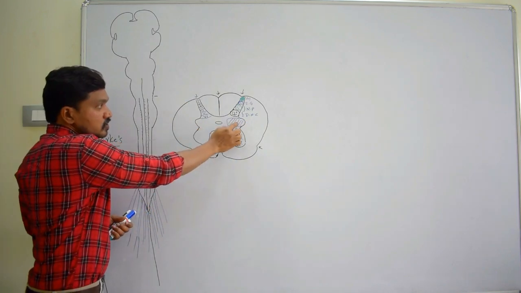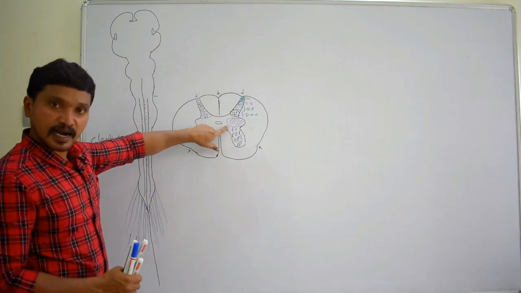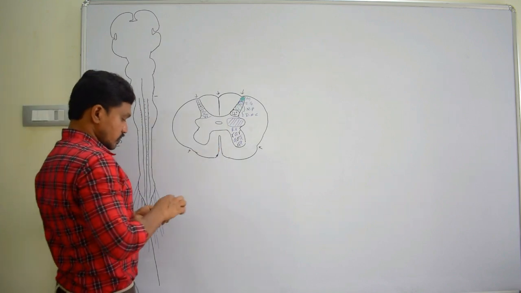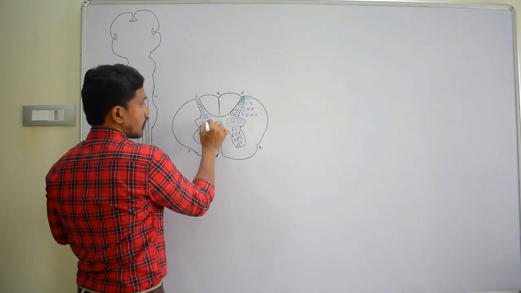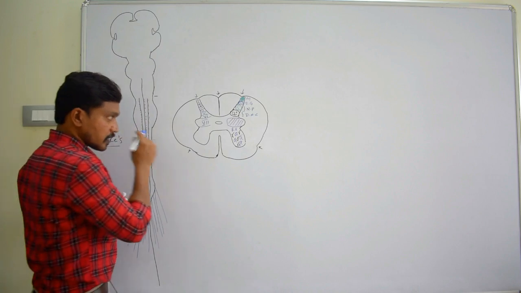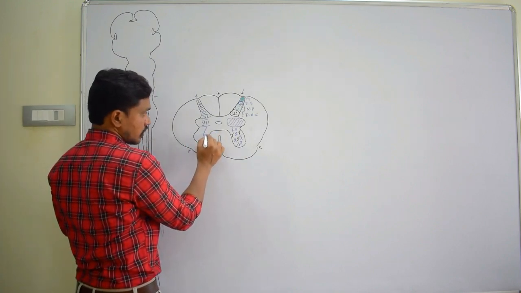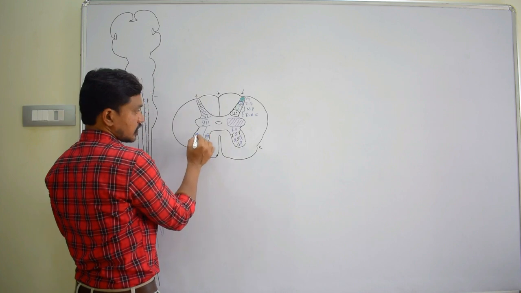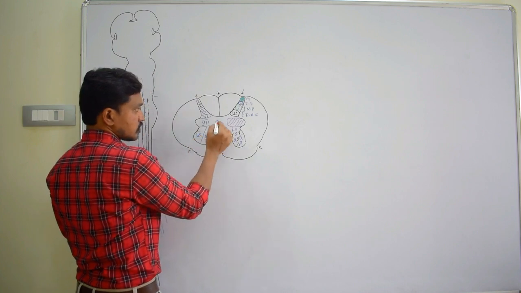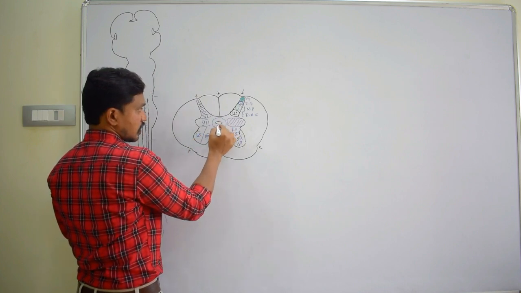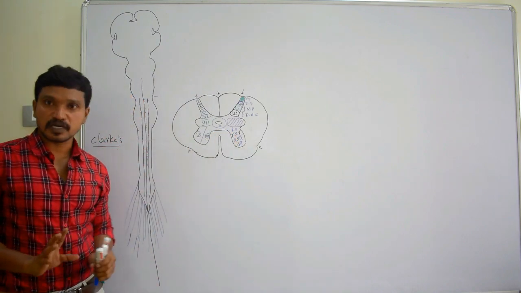Then what about this nucleus? Intermediate lateral nucleus. So this intermediate lateral nucleus is equal to lamina 7. Then the medial part of the anterior horn is equal to lamina 8. Then lateral part lamina 9, surrounding the central canal lamina 10. So this is about the grey matter in brief.